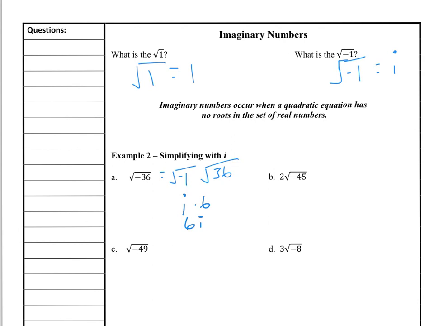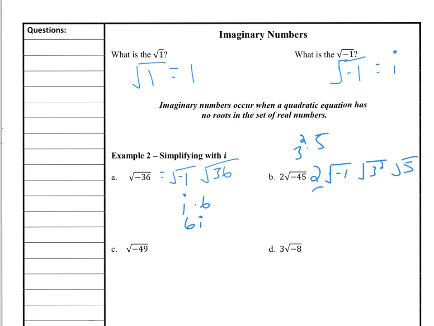So in question B, we have 2 square root negative 45. So we're going to break it up. When we do the factor tree for this one, we don't just happen to know the square root of 45 like we did 36. That was nice. So when you do the factor tree, you get 3 squared times 5. All right, so we know the square root of negative 1, and I know the square root of 3 squared, square root 5.